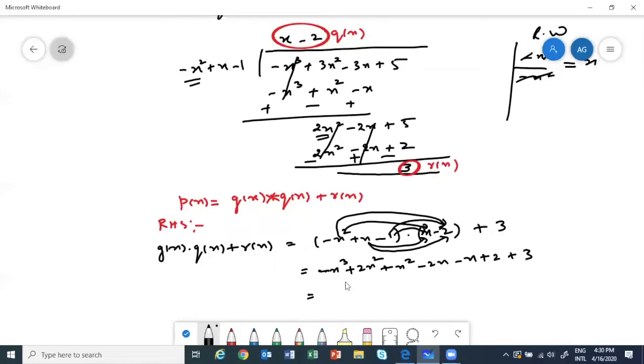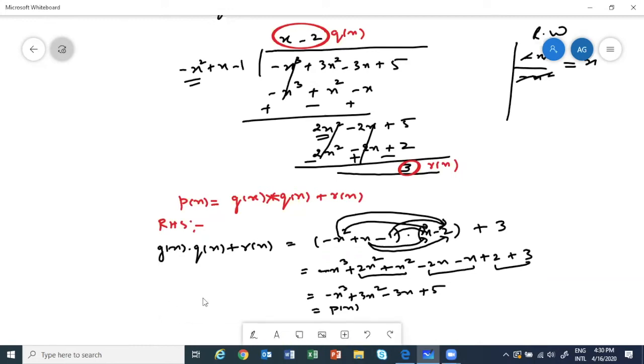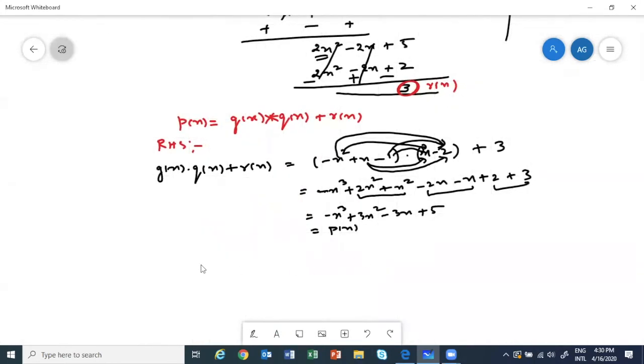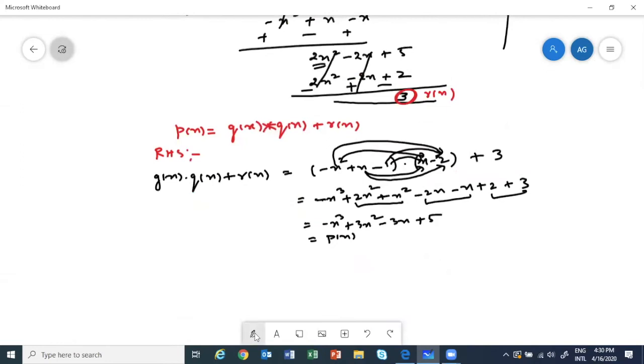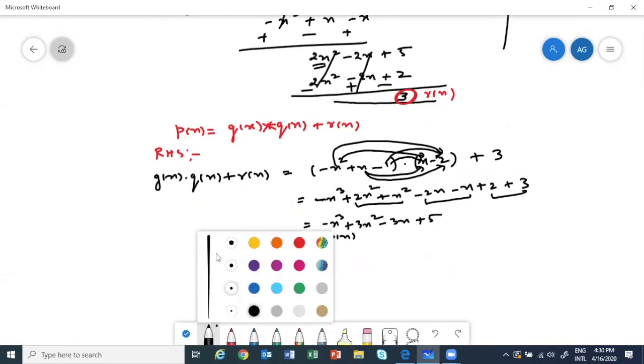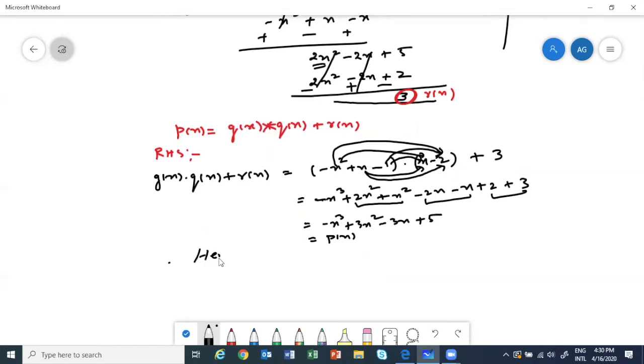Okay, solve it further. So minus x cube. What happens here? We get plus 3x square. Here we get minus 3x. What is this? Plus 5. So which is equal to P(x). Hence verified. So one variety of questions that you will get on division algorithm is this, that you have to verify the result.